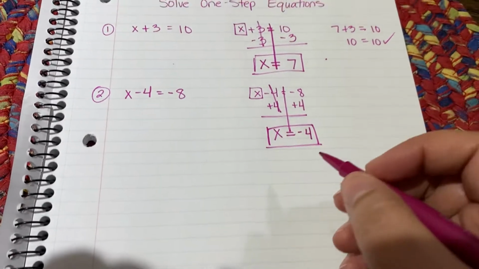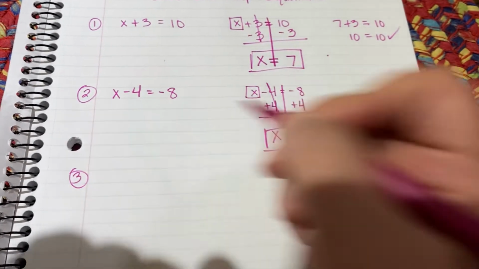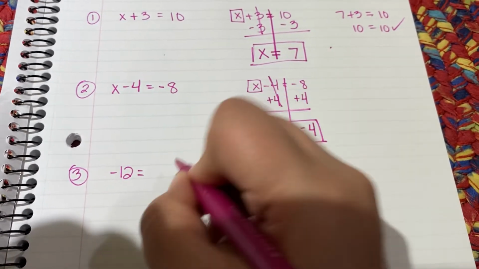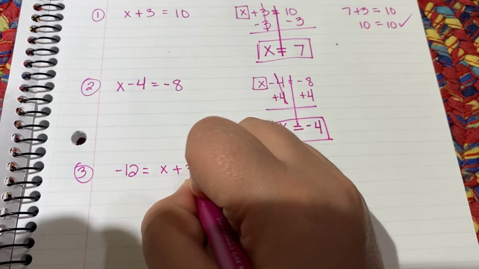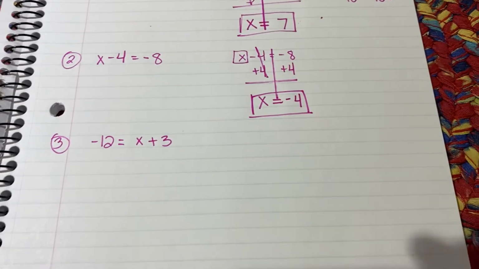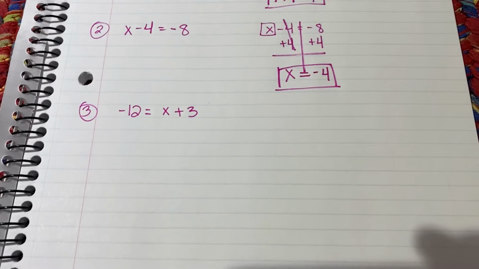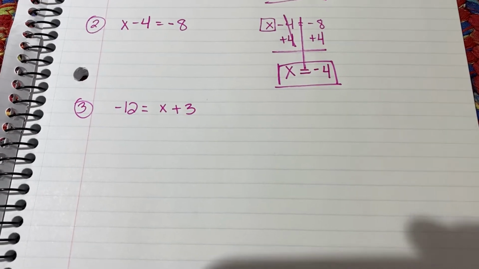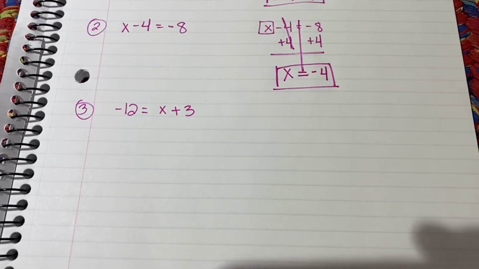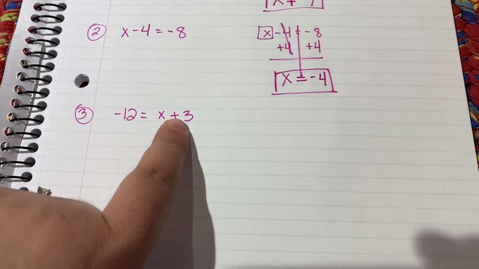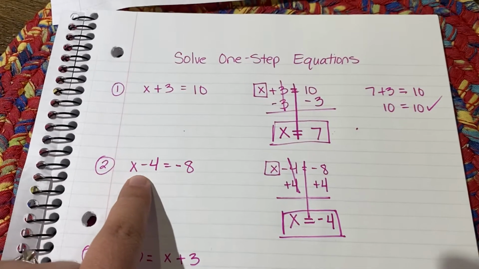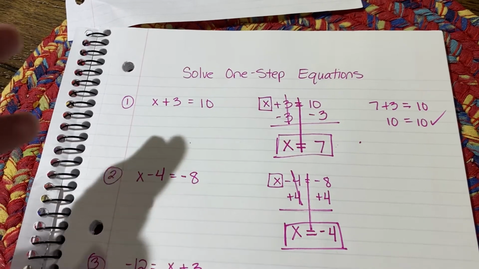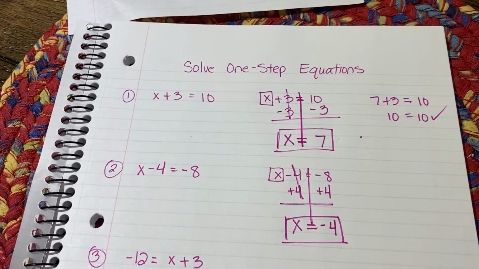All right, example number 3 is going to be negative 12 equals x plus 3. All right, and now the reason I gave you this one is because one thing that kind of sticks out to me here is the fact that my x is on the back end. It's on the right of my equal sign. Up here, my x was always on the left, and that's where you want it. You always want your variable to be at the beginning or on the left side of the equal sign.